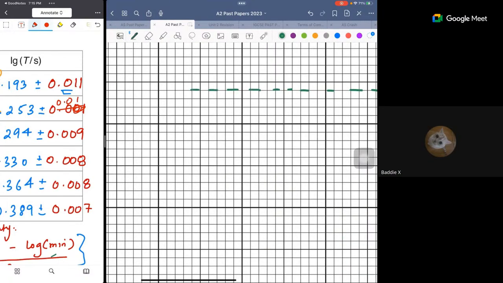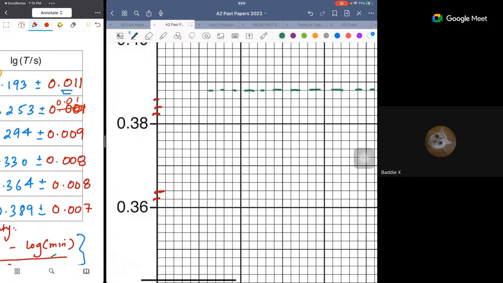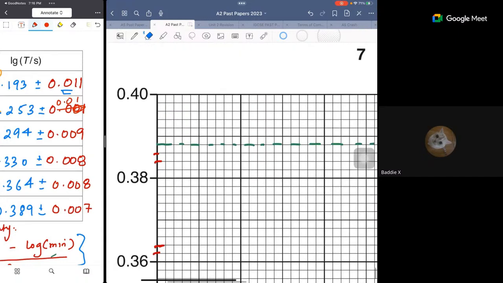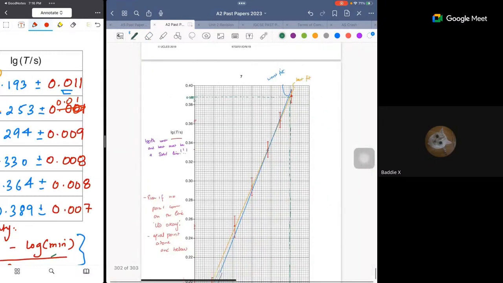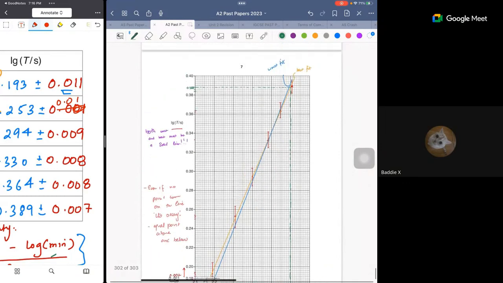Just take your time on this. Your question one should be finished in about 30 minutes, no more than that. If it's going long, just leave it there and move to the next one. So this is 0.382, 84, 86, 88, 0.388. So one of those points is 0.26 and 0.388.